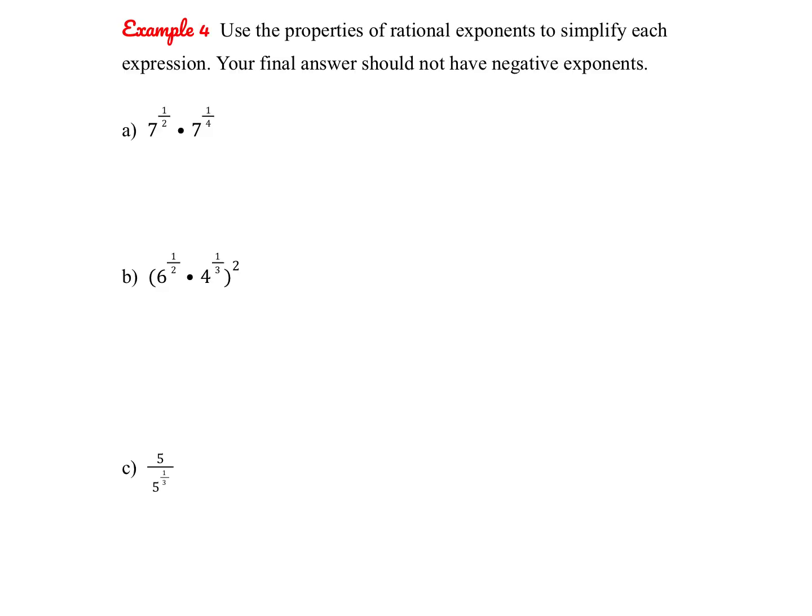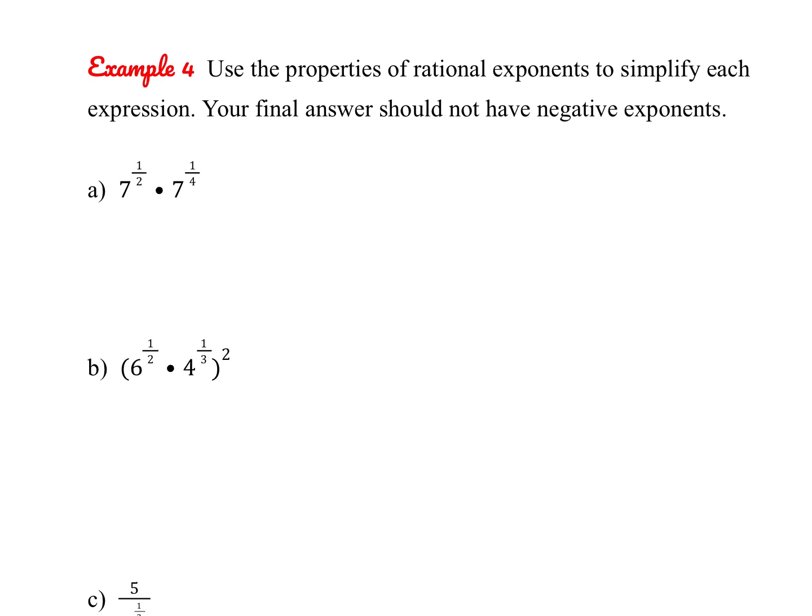All right, let's give some of these a try. We're going to use our properties to simplify each expression, and we're going to make sure that none of our answers have negative exponents. That's kind of a general rule of thumb with these. It's okay if in intermediate steps you have negative exponents, but for our final answer, we're going to want to get rid of those, and I'll show you how to do that.